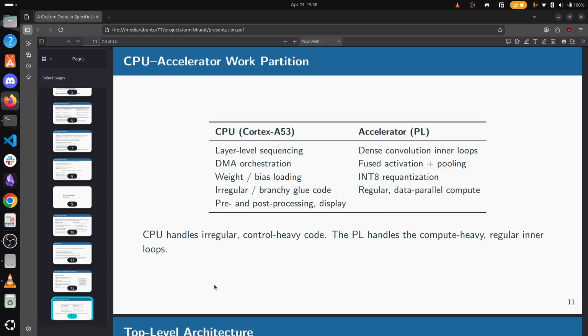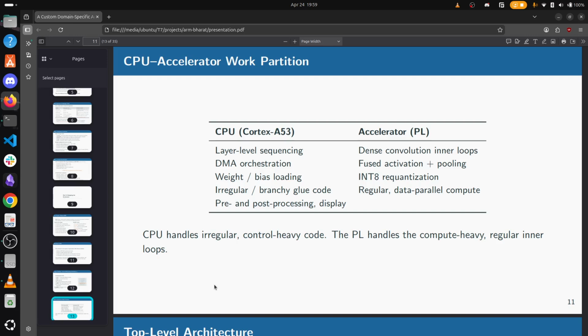How is the work partitioned between the accelerator and CPU? This is very important because a CPU has its own advantages and an accelerator has its own advantages. The CPU is good for controlling and sequencing. It is good for organizing and controlling the accelerator, and it is good for code wherever there is control flow, like if there are loops or if and else statements, then the CPU is really good.